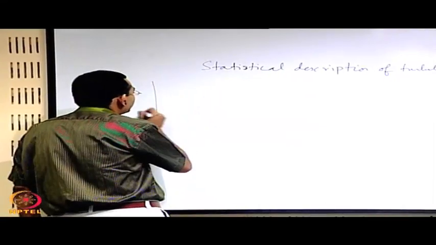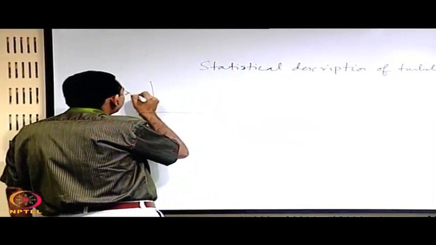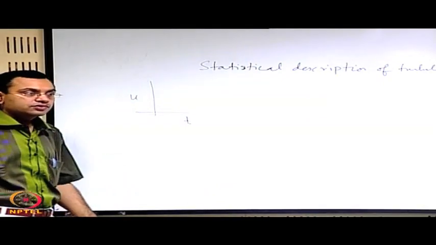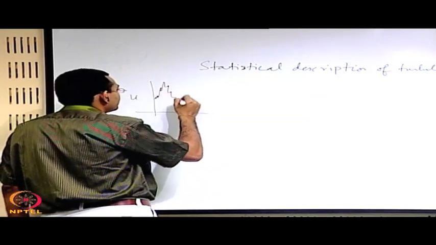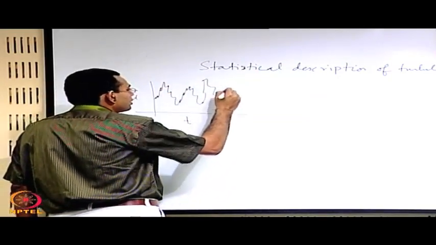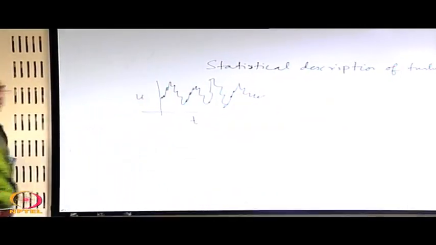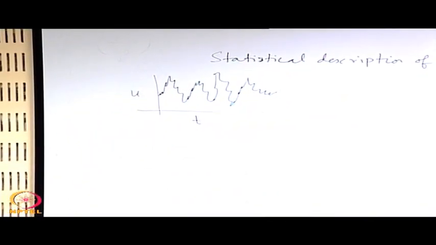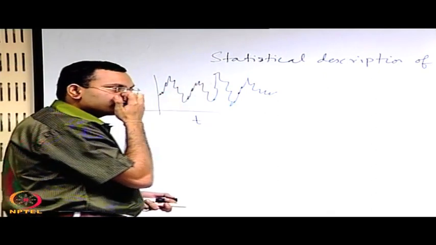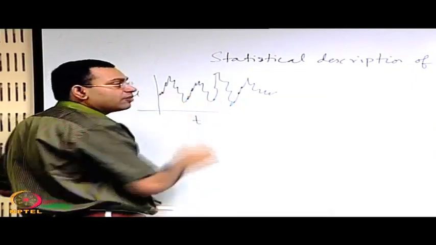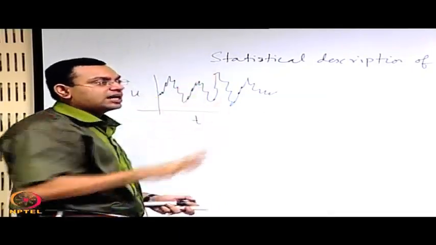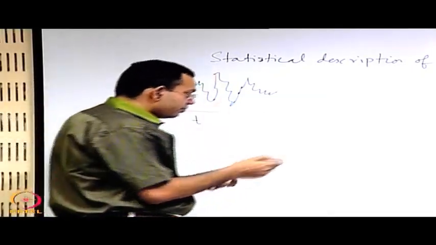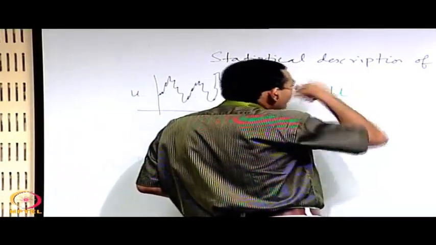To have a qualitative picture, let us say that you are plotting the velocity as a function of time. If you have a turbulent flow, maybe you have this type of random fluctuation in velocity as a function of time. It might so happen that you are not interested in this randomness, you are interested to see how it is on an average. But the question is, if you want to find the average over a given period of time, what is that time?